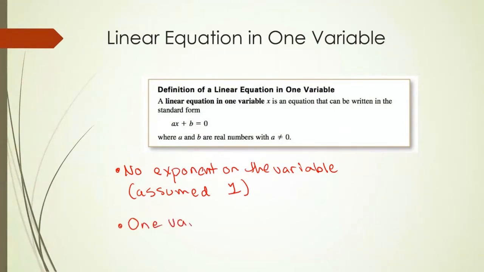So you won't have a y. You'll just have an x, or maybe you'll have another letter like t or something else, but there's only one variable present. So that's what makes it a linear equation. It doesn't have to be in that form. That's just what they call standard form.